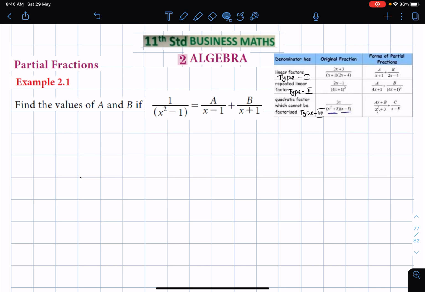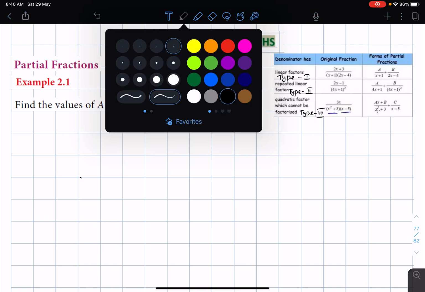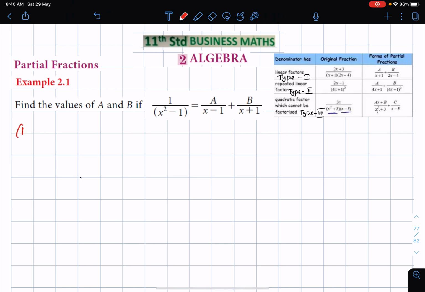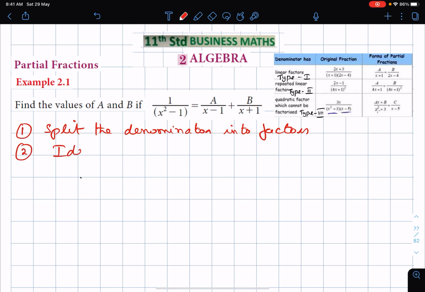Okay, basic steps. First step, you read the problem. Find the values of a and b if they have given a rational expression and they themselves split it into factors. So our first step is always going to be: split the denominator into factors. In the sum they have split themselves, so no need, but anyhow you have to do this. Second step, identify the type.